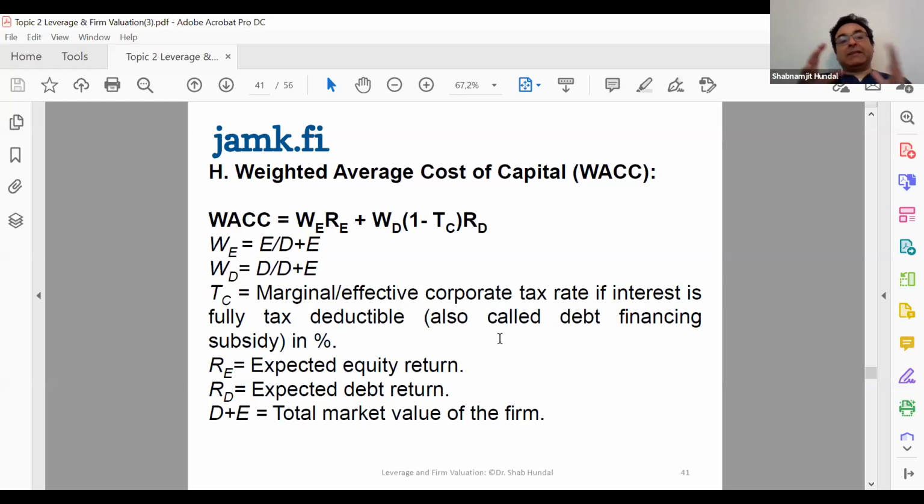And you know that D plus E, basically the debt plus equity, is primarily the total book value of the company, or the market value of the company. If the company's trading, then we calculate the market value of equity and debt. Anyways, that's not a very big thing. But the point I'm trying to make here is, where do these numbers come from? The WE is equal to the equity divided by the value of the company.